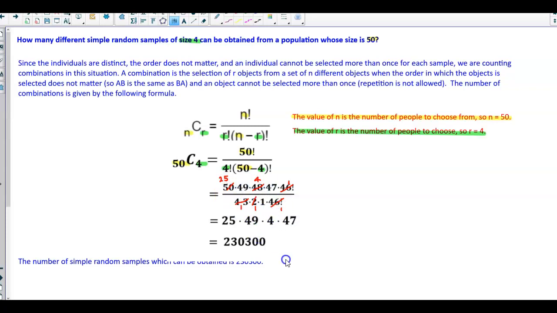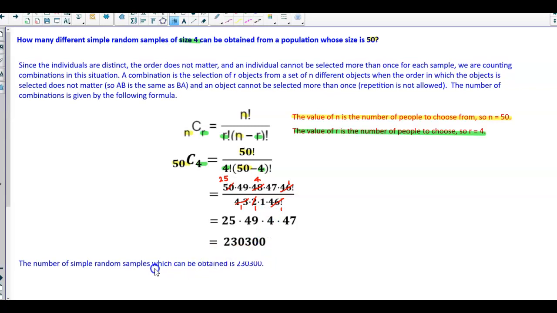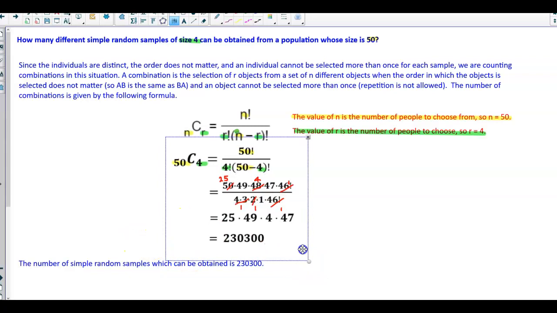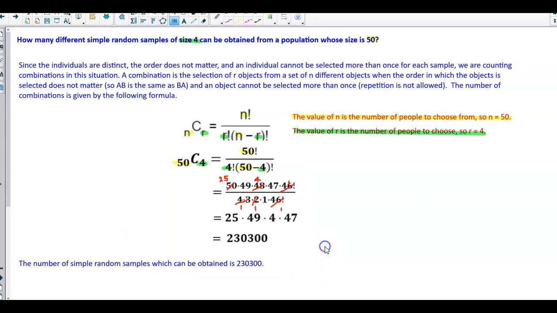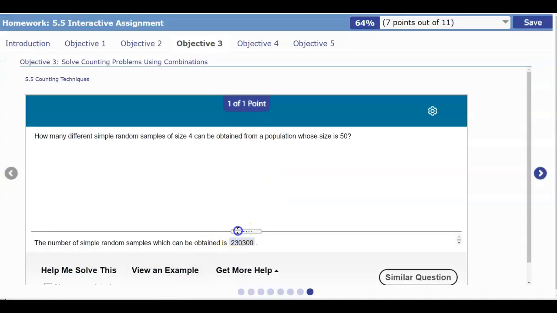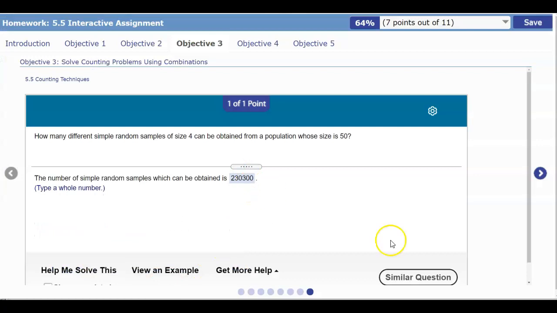When we multiply 25 times 49 times 4 times 47, we get 230,300. So the number of simple random samples which can be obtained is 230,300. And if we look at our result, that checks with what we got on MyStatLab.